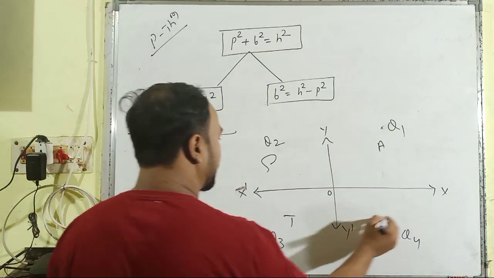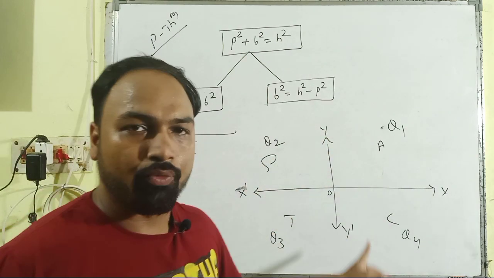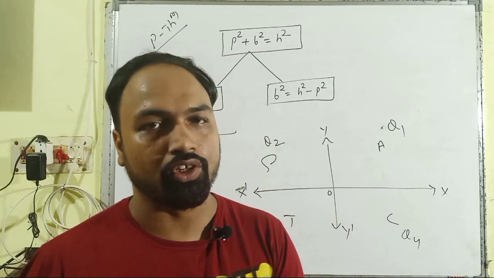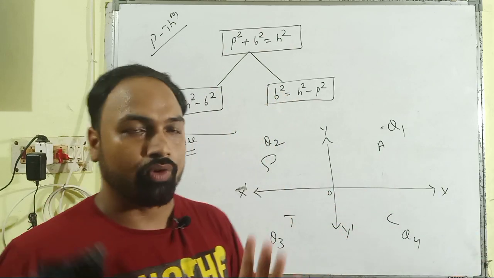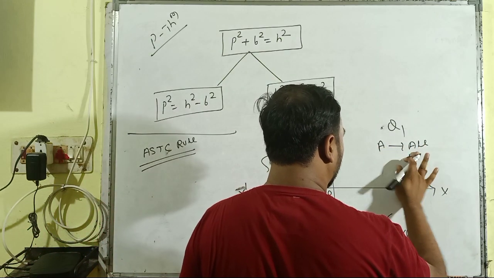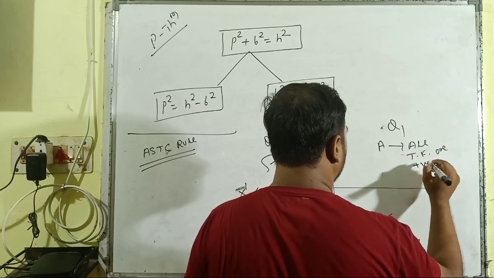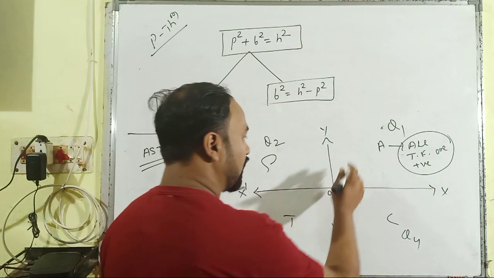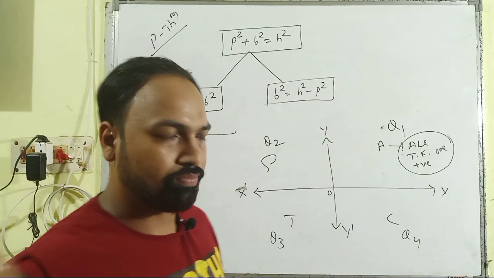And here is the ASTC rule, and the letters are named in the anticlockwise direction, because whenever an angle is measured in the anticlockwise direction, it is called positive. So we have placed the ASTC in the anticlockwise direction, and here the A means all trigonometric functions are positive. In the first quadrant, all trigonometric functions are positive. That means sine positive, cos positive, tan positive, cot positive, sec positive, cosec positive. All of the functions are positive.